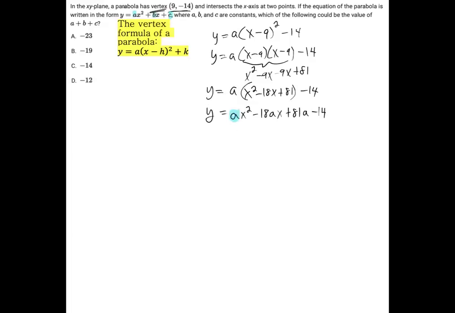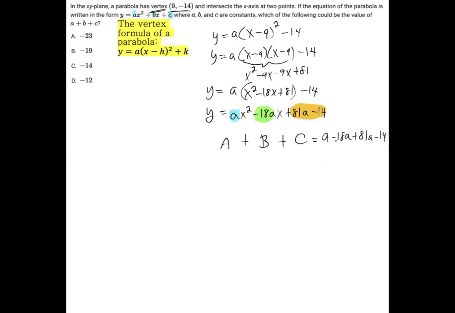Well, this is the a of our quadratic, and this is the b of our quadratic. And last but not least, this right here is the c. So if we're doing a plus b plus c, that's the blue a plus the green b. So let's say minus 18a plus the orange c plus 81a minus 14.